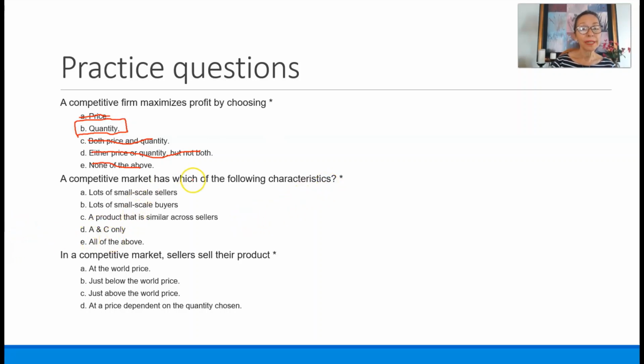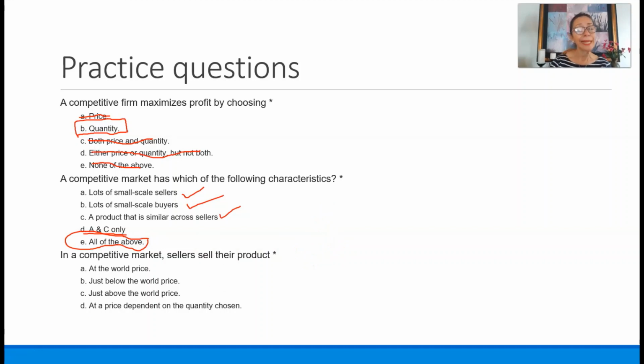A competitive market has which of the following characteristics? So we talked about this already. Lots of small-scale sellers, lots of small-scale buyers, a product that is similar across all sellers, so that's your homogeneous product, so that's a yes. A and C only? No, because it has a lot of small-scale buyers as well. So the answer to this one is going to be all of the above.